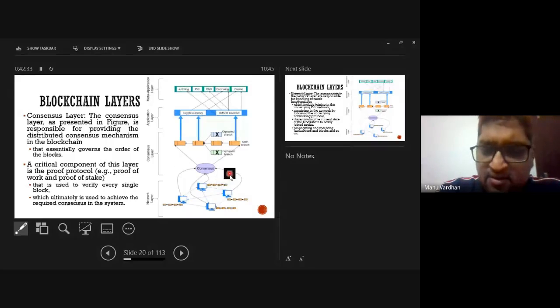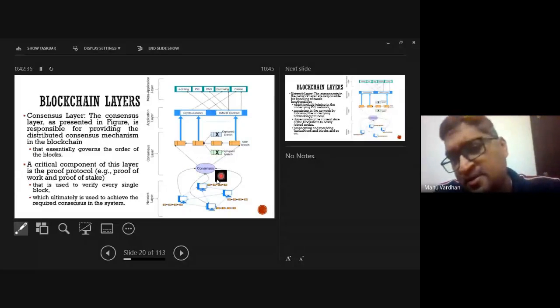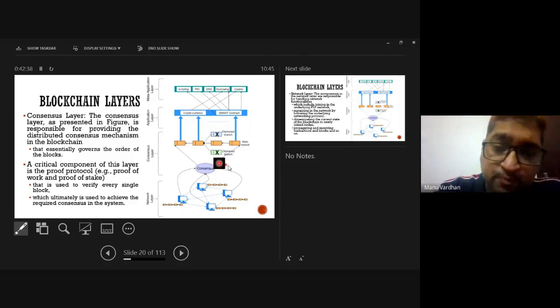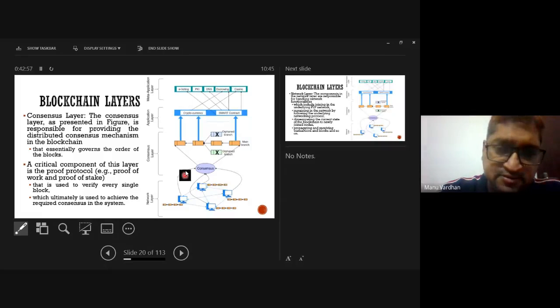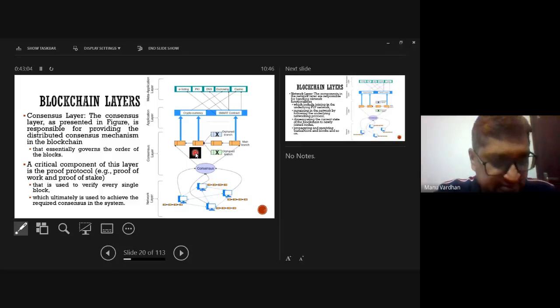I'm going to discuss in brief these consensus algorithms. There exist a lot of consensus mechanisms, and it is a hot topic of research these days in blockchain, how to propose a consensus mechanism. Depending on the application requirement, we can keep changing the consensus mechanism. We will discuss in brief the types of consensus mechanism existing these days.